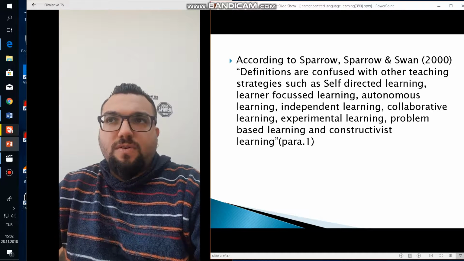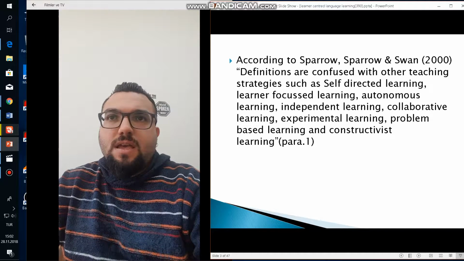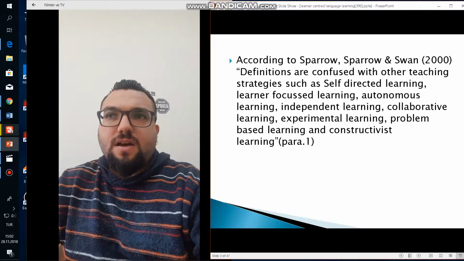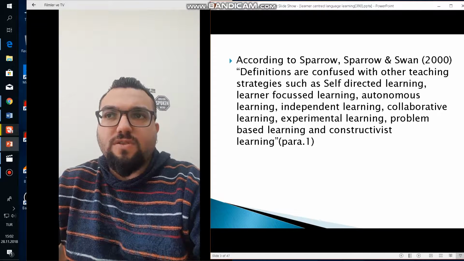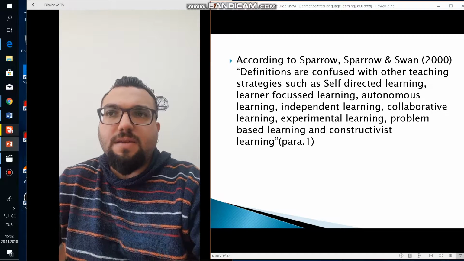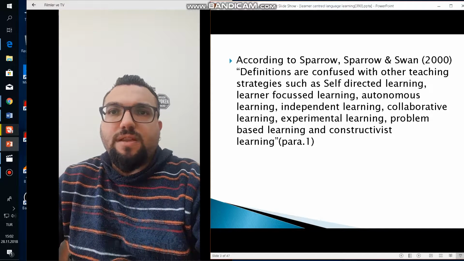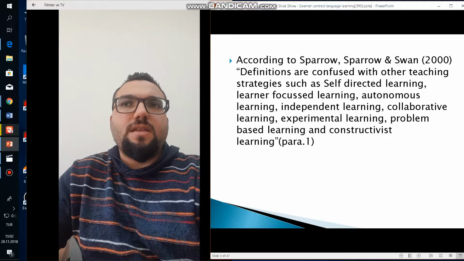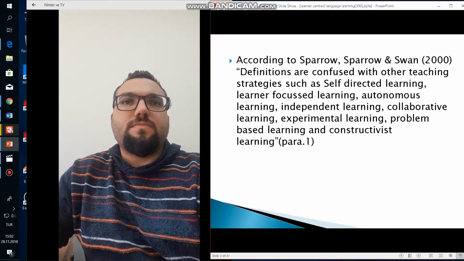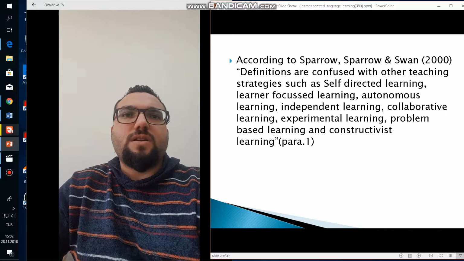According to Sparrow and Swan, definitions are confused with other teaching strategies such as self-directed learning, learner-focused learning, autonomous learning, independent learning, collaborative learning, experiential learning, problem-based learning, and constructivist learning.